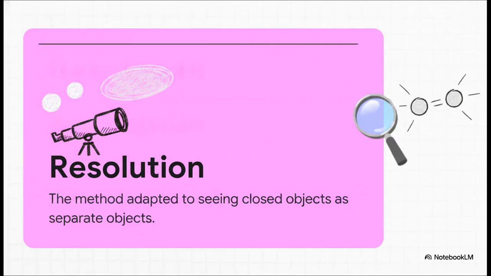To lay our foundation here, resolution is really just the method we use to see objects that are super close together as distinctly separate things. Think about it. When you look up at two distant stars, your naked eye might just see one blurry blob of light. Resolving power is simply the optical ability of our instruments to essentially pull that single blur apart so we can clearly tell, okay, there are actually two distinct objects there.